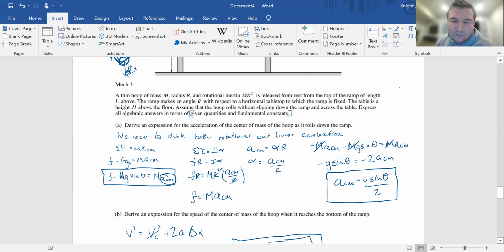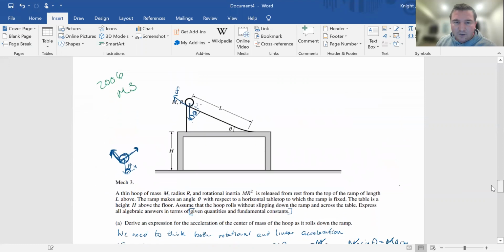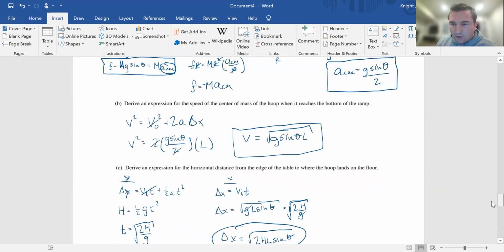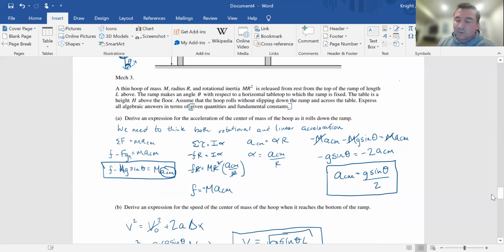The second one has to do with rotational motion, the sum of the torques. Because this object is not slipping, if it was slipping, we could have just treated this like a regular block sliding down a ramp. But it's not sliding down a ramp. It's going to rotate as it's going down the ramp, which means we're experiencing torque, and we have to think about angular motion as well. So I did the sum of the torques.